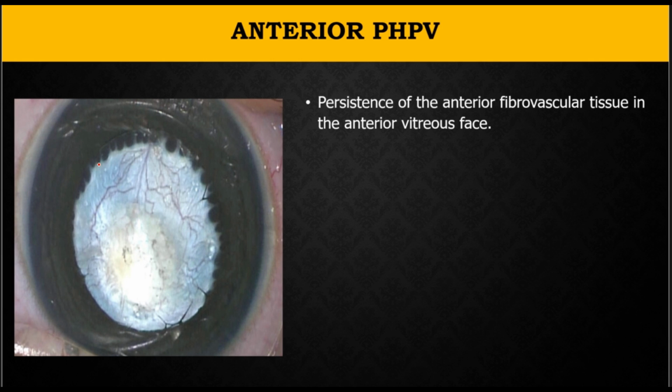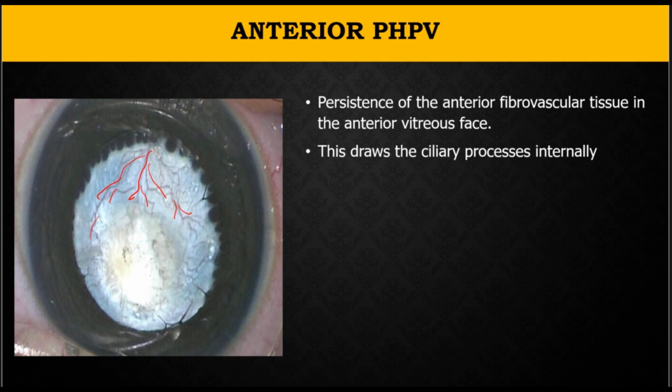You can see over here the lens is normal, and behind the lens you see that whitish membrane, and that whitish membrane also shows certain vessels in it, telling you that this is actually a fibrovascular membrane, a persisting anterior fibrovascular tissue from the posterior tunica vasculosa lentis.